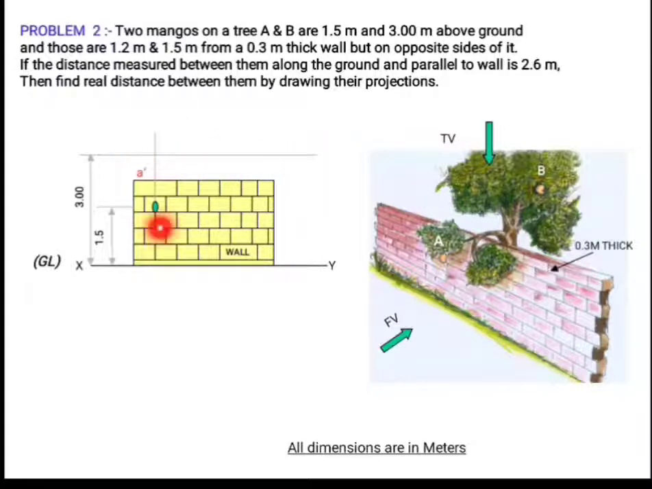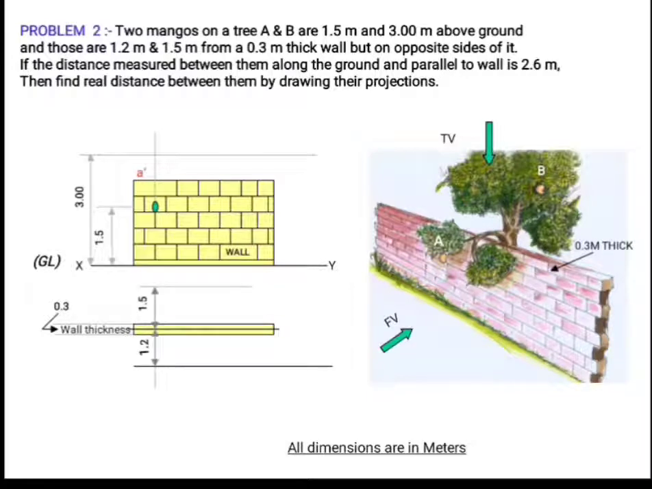So now we are going to extend the vertical projector in the downward direction. Before that, the top view of the wall is marked at a convenient distance below the XY line. So the position of point A is 1.2 meter from the thick wall and the position of point B is 1.5 meter from the thick wall in the opposite direction.